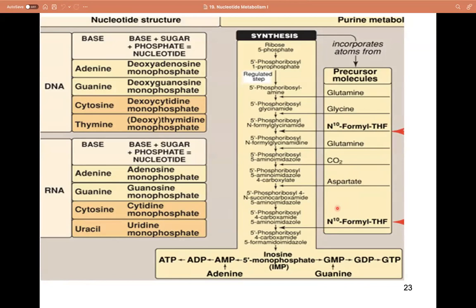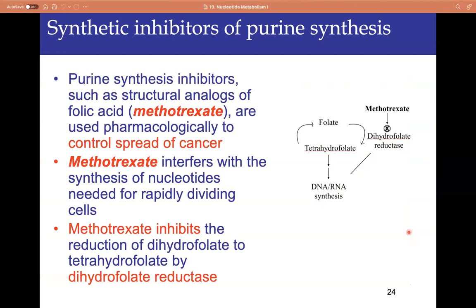In cancers, that's what happens, right? You have an excess of cell replication. Cells are reproducing too fast. So this drug prevents the production of something that is used in the whole cell replication process. So methotrexate is used to prevent the spread of cancer. It interferes with the synthesis of nucleotides that are needed by rapidly dividing cells. It inhibits the reduction of dihydrofolate to tetrahydrofolate, and so it prevents the production of tetrahydrofolate, essentially meaning that cells are not able to reproduce.